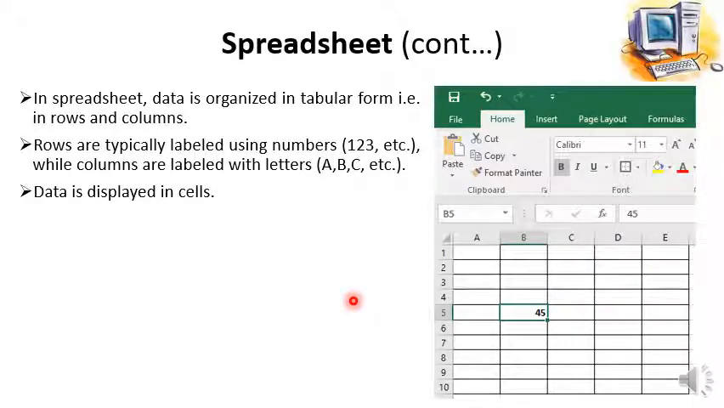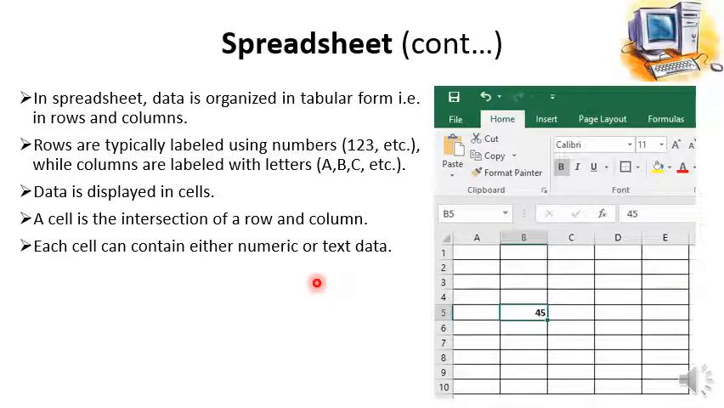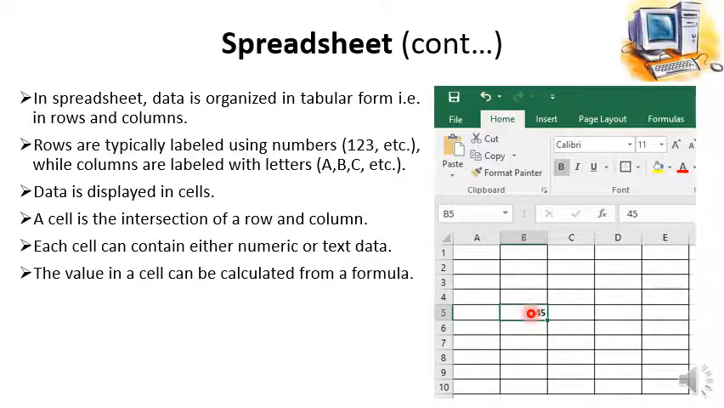Data is displayed in a cell, just like here you can see that 45 is a data element. It is represented in a cell. A cell is the intersection of a row and a column. Each cell can contain either numeric or text data. Both types of data can be stored inside a single cell. The value in a cell can be calculated from a formula. Yes, we can also use some type of formula to calculate the value for a cell.